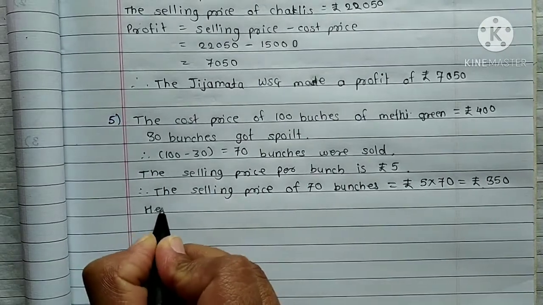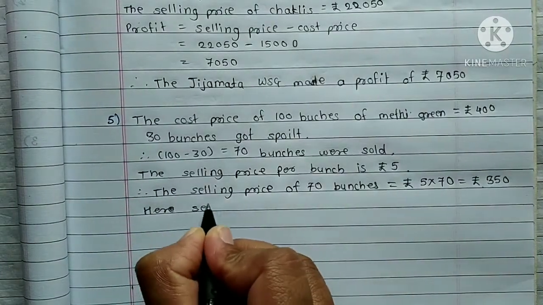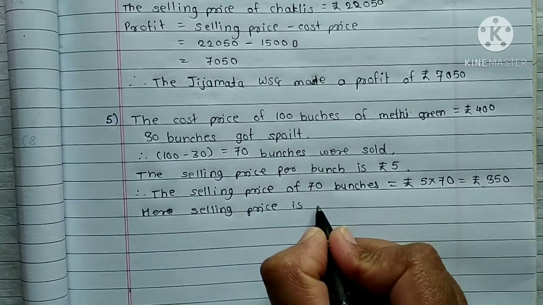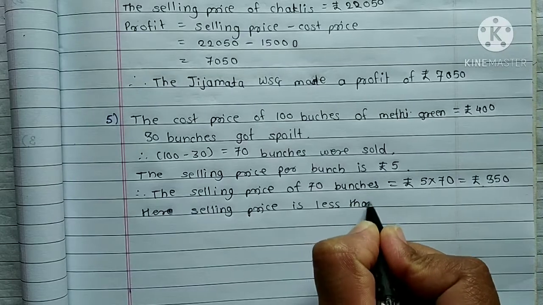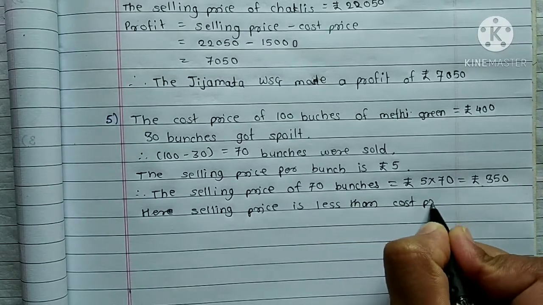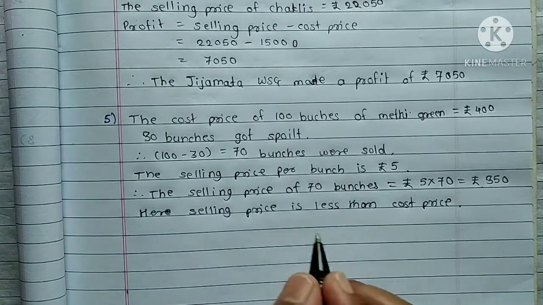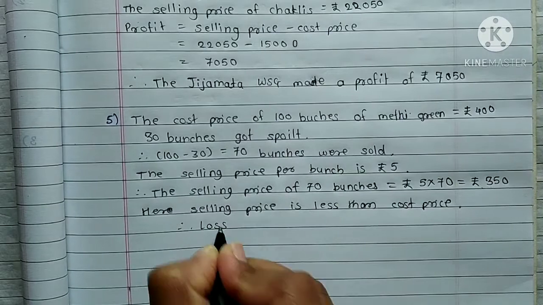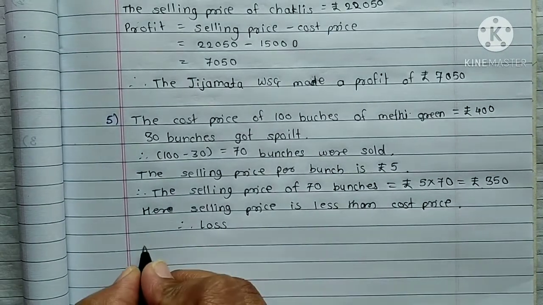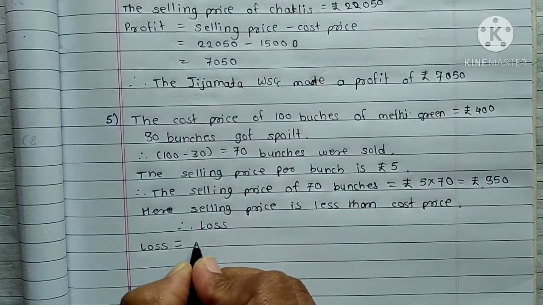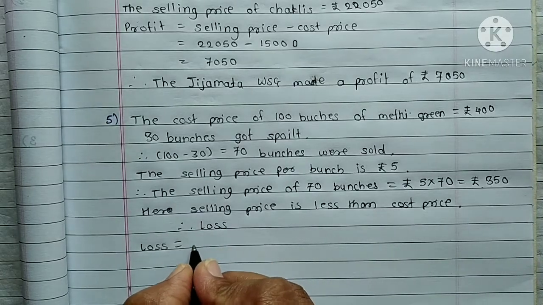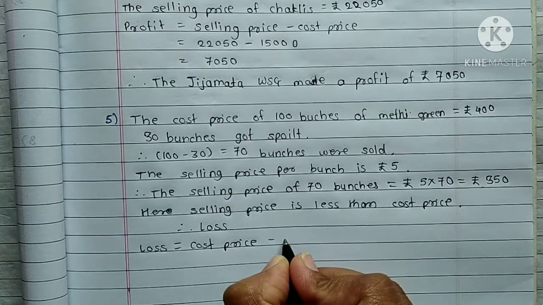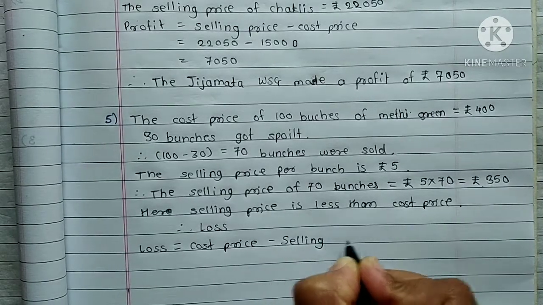So here selling price is less than cost price. Okay, selling price is less than cost price, and when selling price is less than cost price, that time there is a loss. Therefore there is a loss, and loss is calculated by subtracting selling price from cost price. So loss equal to cost price minus selling price.